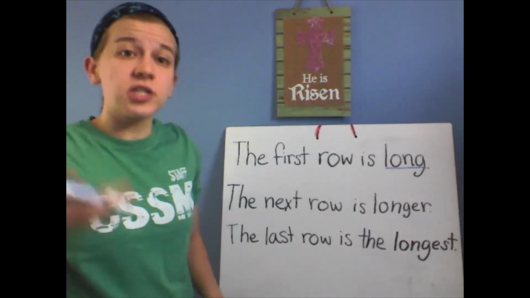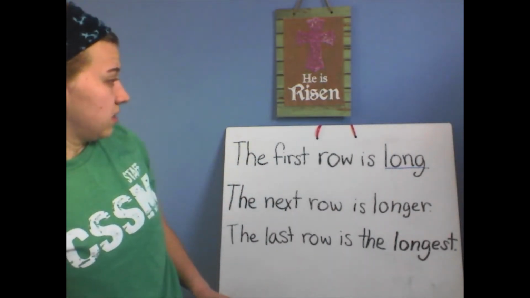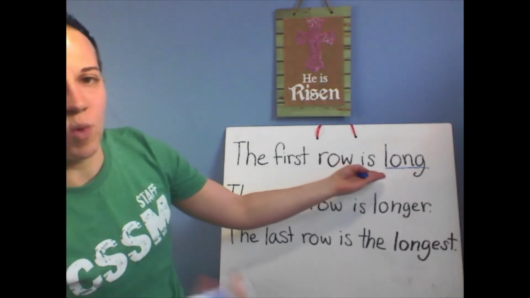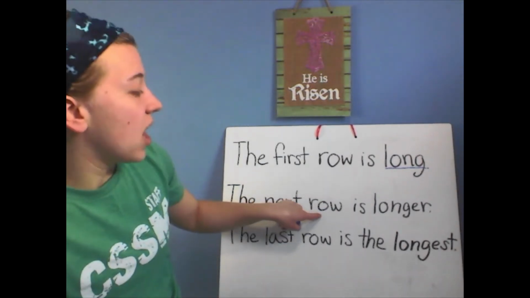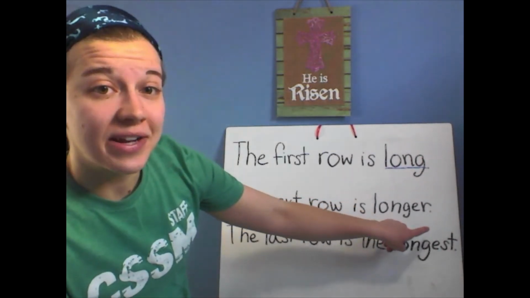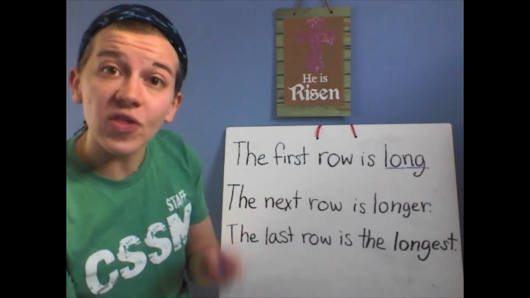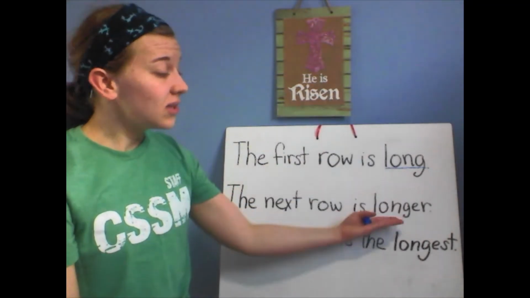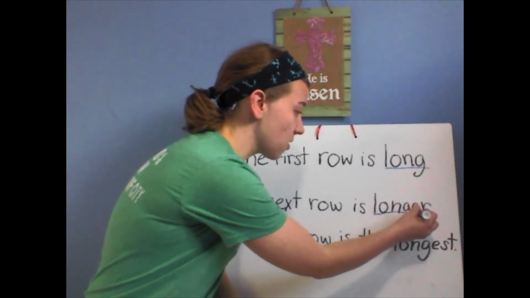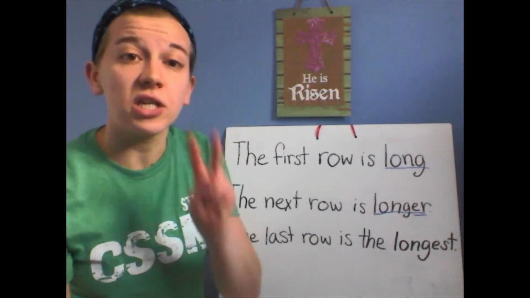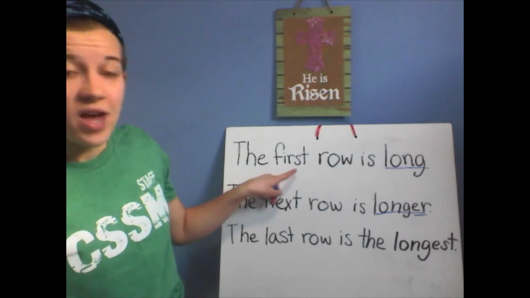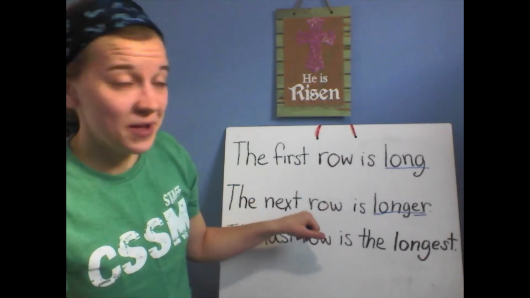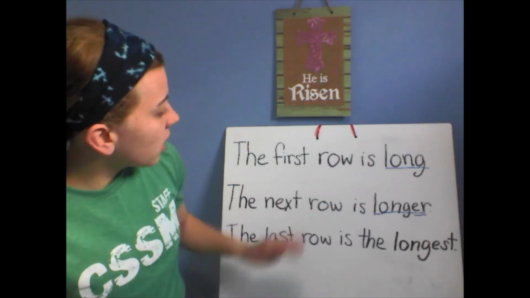Long is our adjective. It describes the row. All right? So there's only one row that we're talking about here. So nothing is added to it, right? Because there's only one row. All right, so then the next row is longer. The next row, so now there's another row. So that's two rows. And the word that describes is longer. Look at that ER because we are comparing two rows. We had the first row and then the next row. All right, we're comparing those two rows.